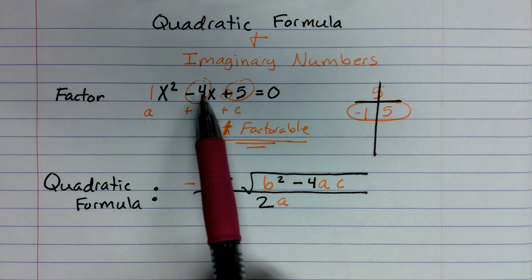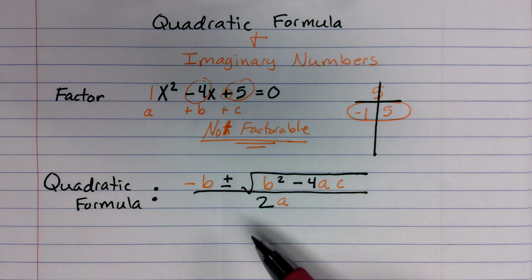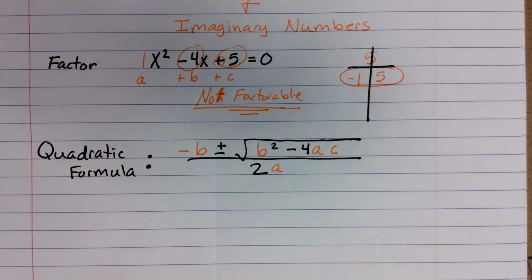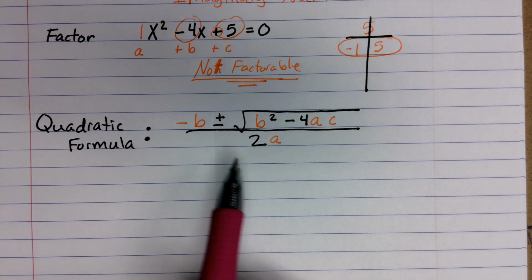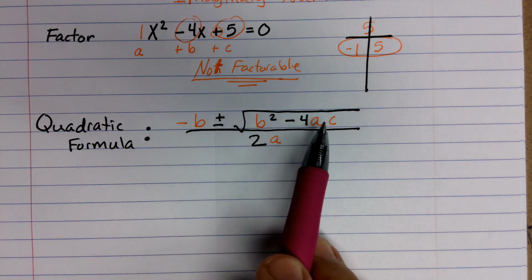Like this case, +5 and -4. Then what you want to do is go ahead and go to the quadratic formula, and we can use it to solve it and get our complex solution. I'm going to show you what that looks like. Now notice there's some letters here. You see a B, A, and a C.